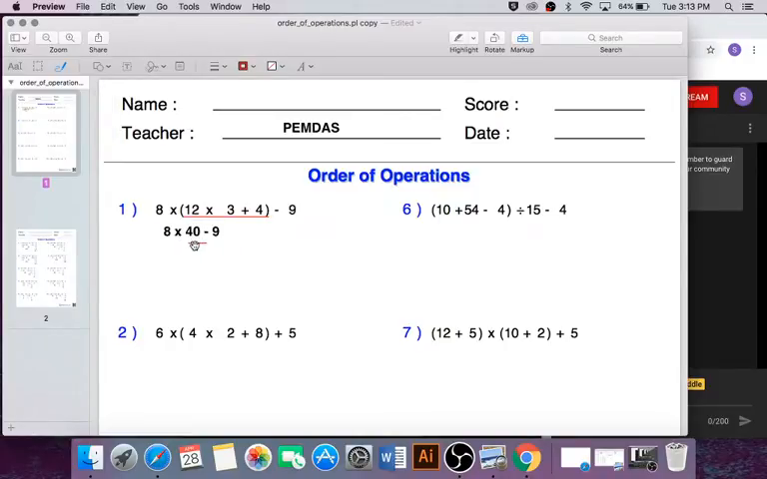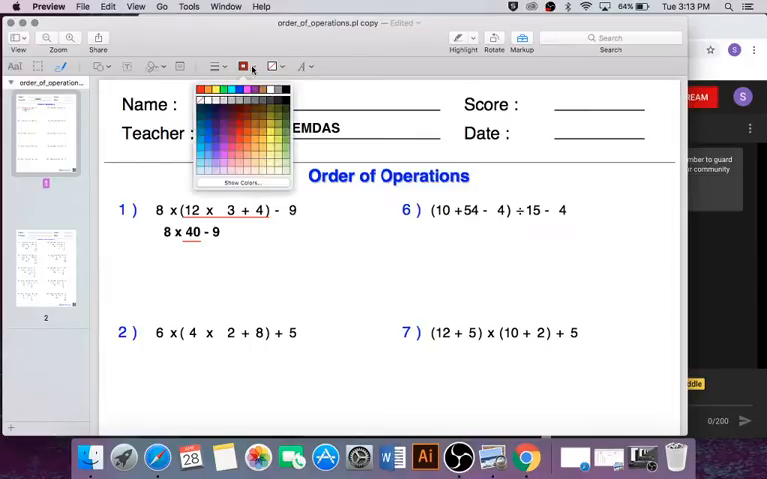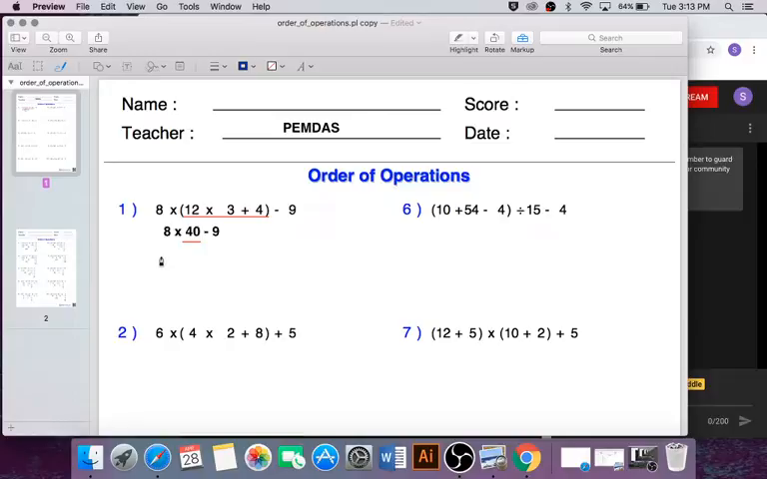So we get the 40 from 12 times 3 plus 4. The next thing we're going to do, we have multiplication and subtraction. If we look up here, the next thing is going to be multiplication. So we're going to do 8 times 40, which is 320. And then we're going to have minus 9. We bring that down.